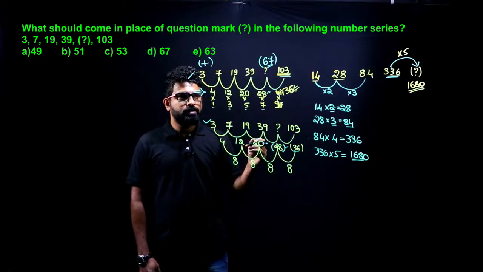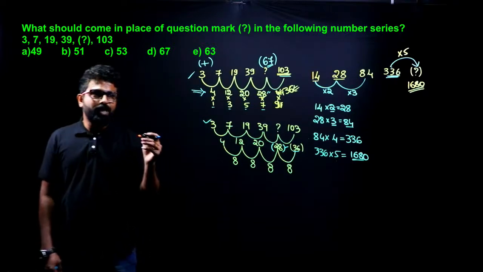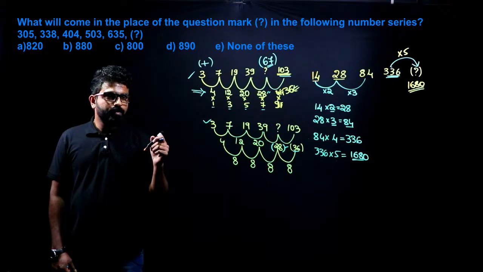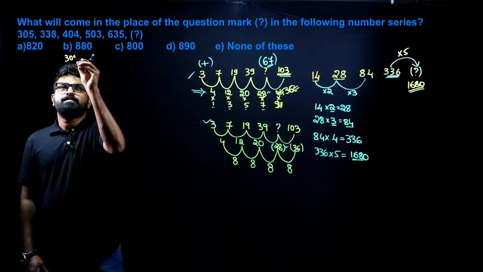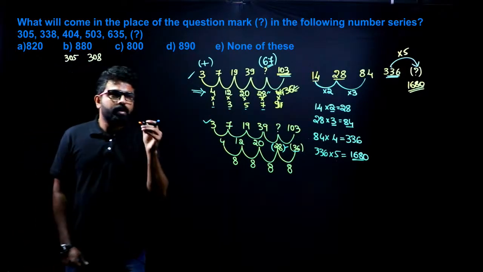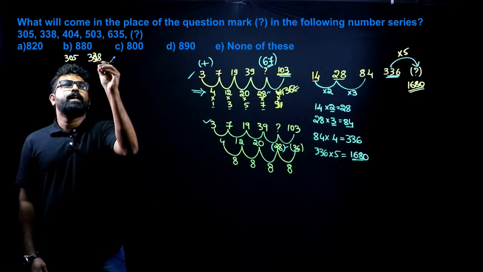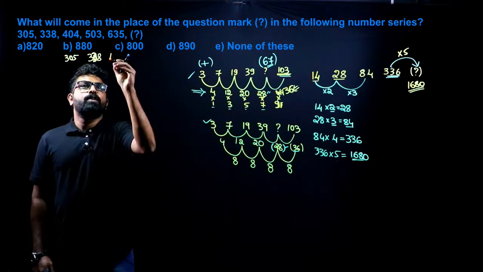Am I clear? Yes. So let us move on to the next question then. What's our next question here? Next question here is 305. Then there is 338, sorry. That is 338 and not 308. 338. And my next term here there is 404.